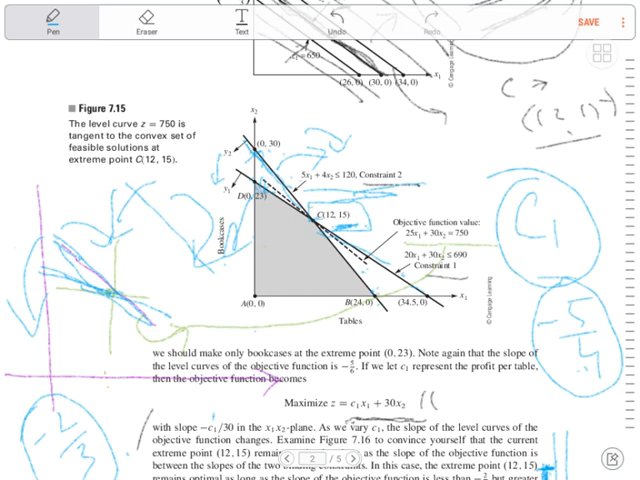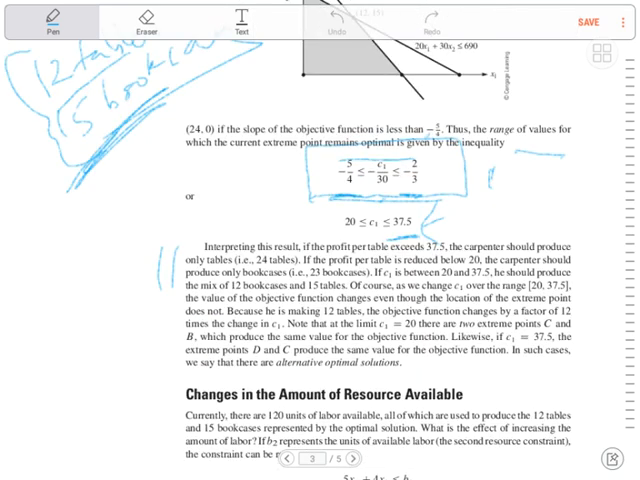Then he has to change the number of bookcases or the number of tables he is making. That means in that case this optimal solution part will be hampered. It will change because this restriction is coming only because of the fact that we are restricting this 12-15 thing there. That's why this is coming.